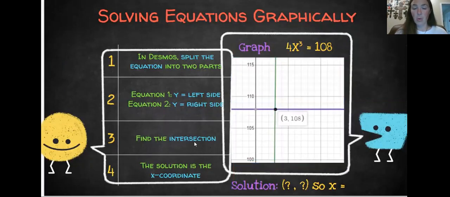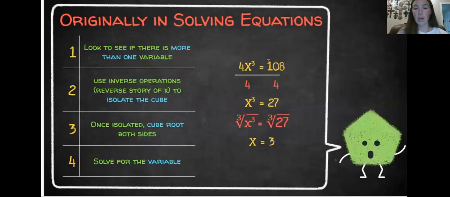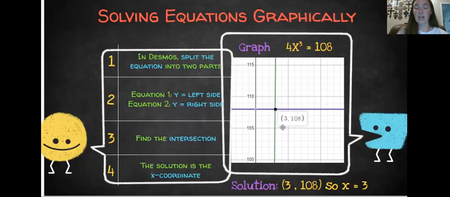So now we found the intersection and it says the solution is the x coordinate. So here the solution is 3, 108. In other words, that's the intersection point, but the answer to the equation is just x equals 3. Remember, that's what we got whenever we solved this algebraically. We got x equals 3 in the first place, but sometimes finding the intersection is a little bit easier. So let's look at one more.